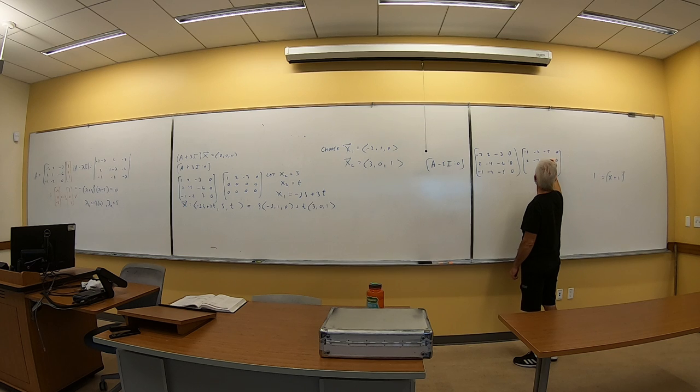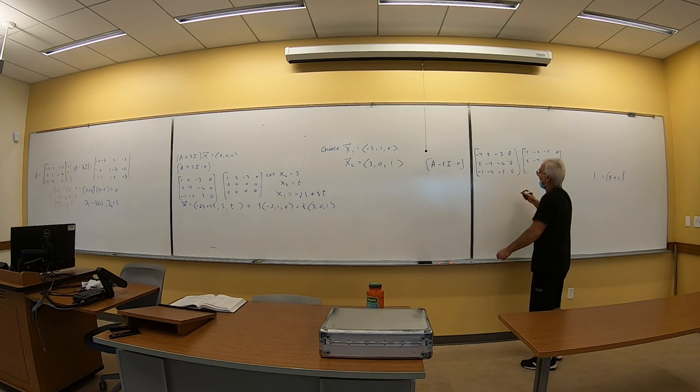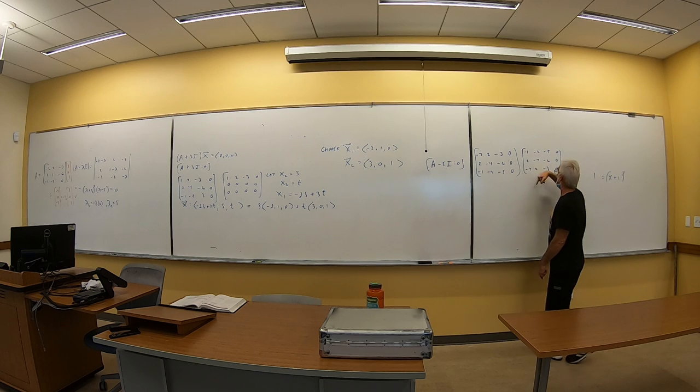Some of you are looking at the middle and say, why don't I just multiply that by -1/2 and then do a row switch? That takes 2 steps. I can do this in 1, so this is more efficient. Now, let's go down.